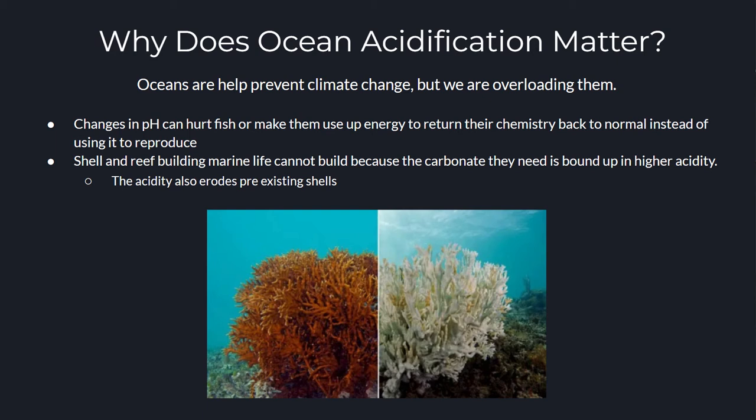Many organisms are sensitive to changes in pH. It can injure fish or make them use energy to keep their body chemistry normal. Shell and reef-building marine life need carbonate to build. Many of their shells will also dissolve because of the higher acidity.